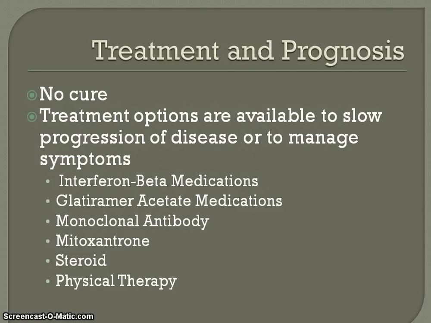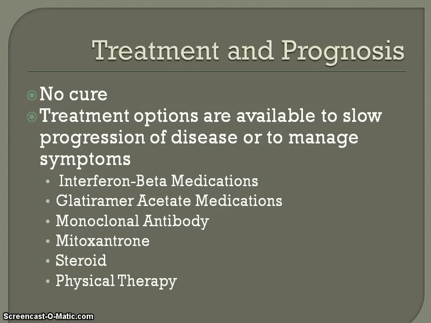Glatiramer acetate medications. This one is composed of amino acids that mimic myelin that hopefully will suppress the attack of the immune system. So hopefully they're blocking those white blood cells, those T and B cells that go into the brain and the spinal cord and cause the demyelination of the nerves. So that's what those medications are about.